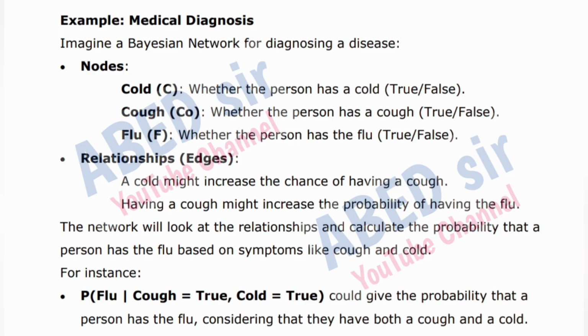The network will look at the relationships and calculate the probability that a person has the flu based on symptoms like cough and cold. For instance, P(flu | cough = true, cold = true) could give the probability that a person has the flu, considering that they have both a cough and a cold.